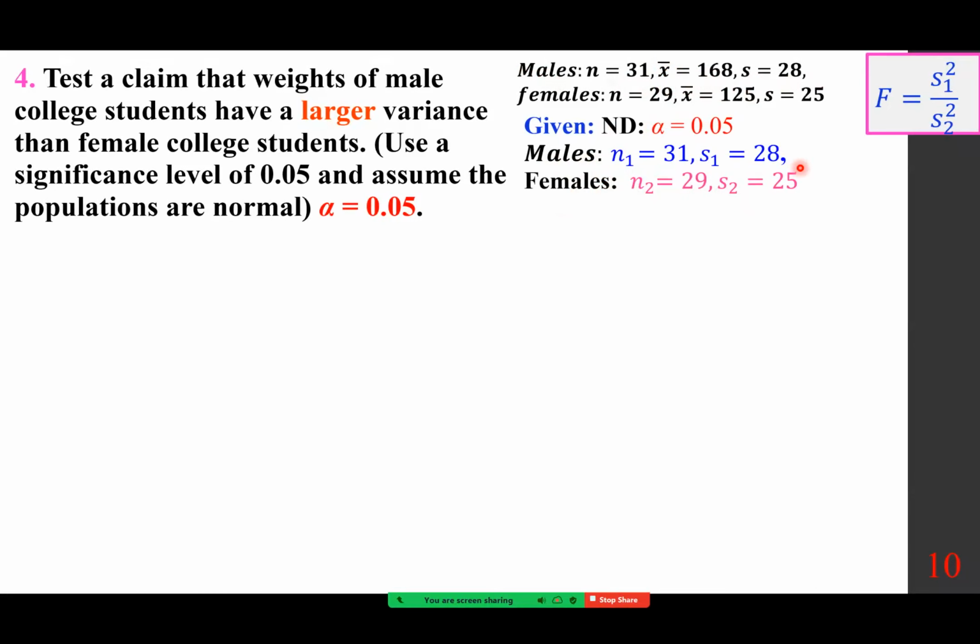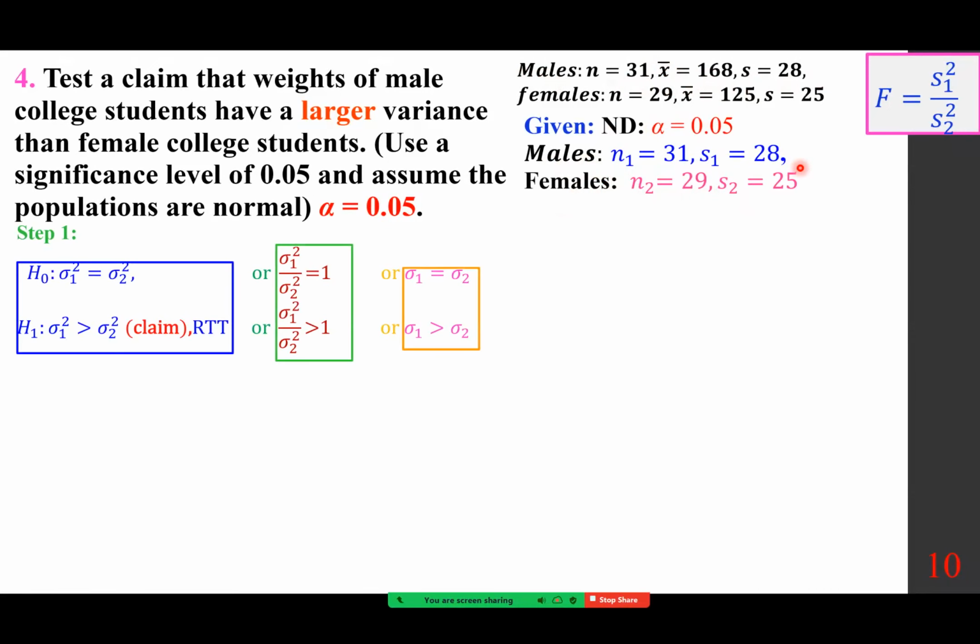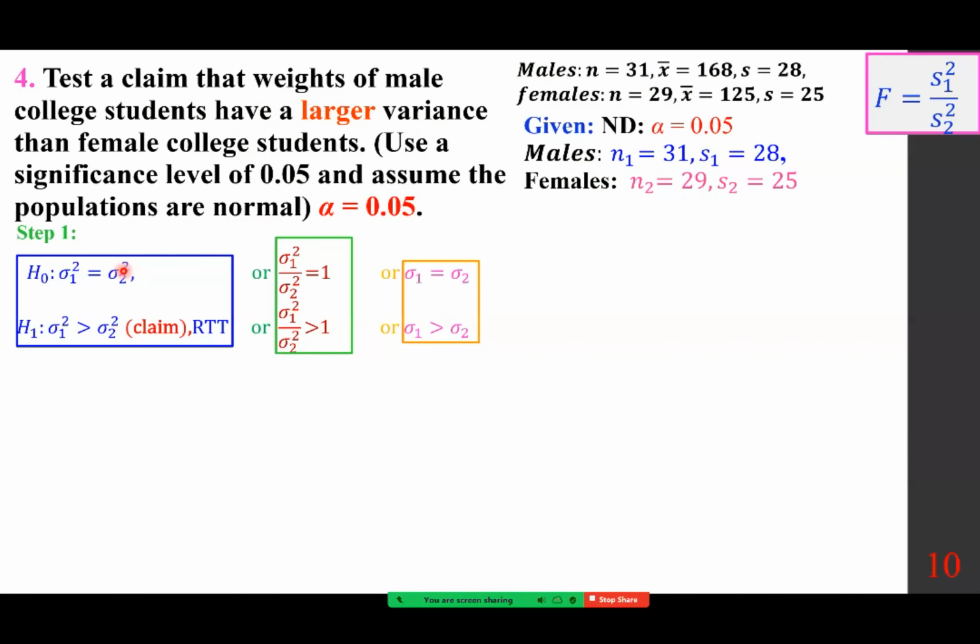Now, we are going to write the first step. I want to discuss the first step. Take a look. Sigma 1 squared equals sigma 2 squared, because we use a significance level and assume the populations are normal. So we are testing the variance. If you're testing the variance and comparing it to a number, you use chi-squared. But if you're comparing two different populations, males versus females, it's the F distribution. Sigma 1 squared equals sigma 2 squared. We are saying sigma 1 squared is larger than sigma 2 squared, which makes it the right tail test, which makes it a claim. I just want you to pay attention to this one.